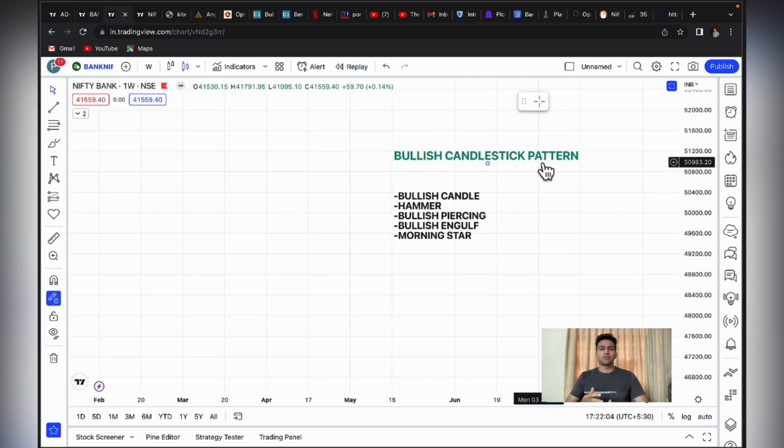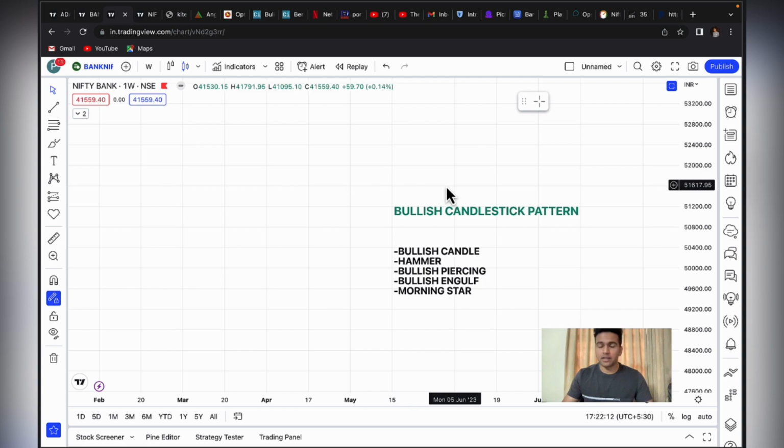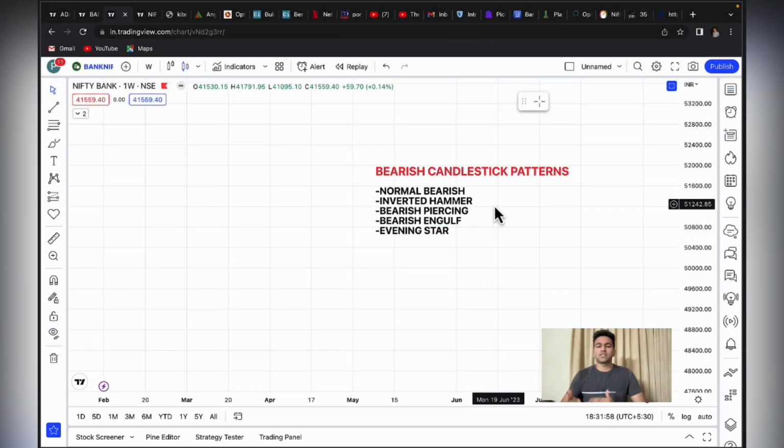So since we have spoken about all the bullish candlestick patterns, let's jump ahead and talk about the bearish candlestick patterns. We'll come back to the bullish candlestick patterns in a bit. We'll look at the examples and we'll look at how to trade these after talking about the bearish candlestick patterns. So guys, let's move ahead and talk about bearish candlestick patterns.